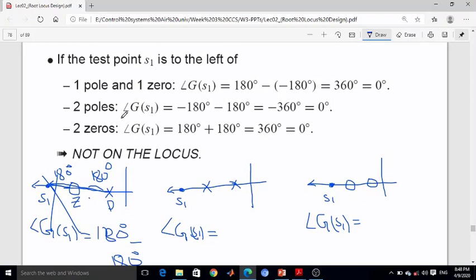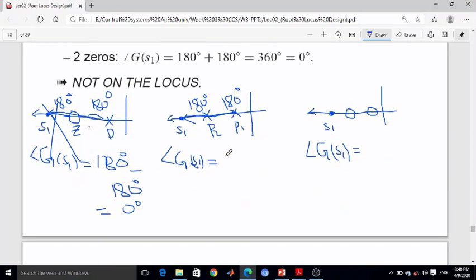Now consider the second case, when we have two poles and the test point is located to the left of both poles. We will again have a vector from this pole. This is P2, let's say, and this is pole P1. The angle due to P2 is 180 degrees, and the angle due to P1 is again 180 degrees. Since there is no zero, the summation of angles due to zeros is 0, and the summation of angles due to the poles is 180 degrees minus 180 degrees.